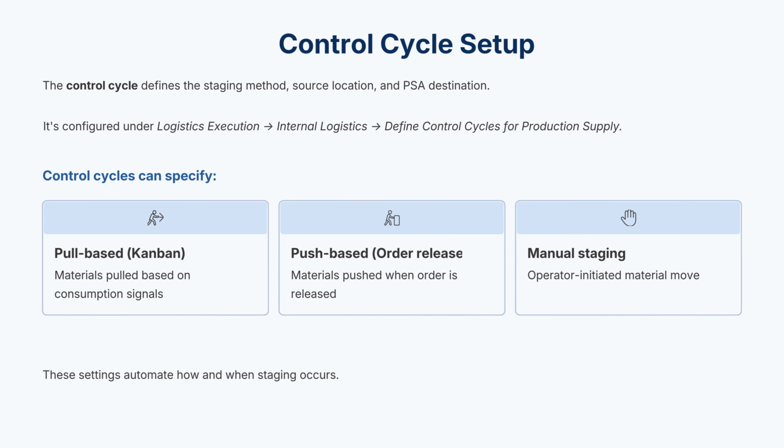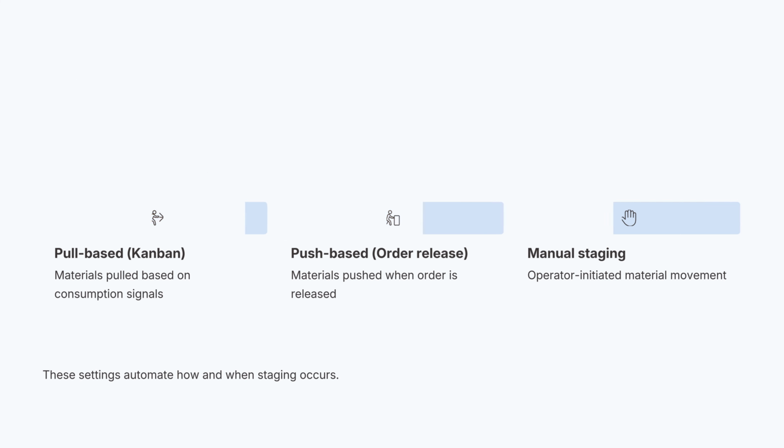Control cycles define how materials are staged, whether manually, automatically, or based on Kanban. They link materials, plants, and PSAs with staging rules. In configuration, control cycles determine when and how SAP triggers staging tasks. For example, push-based staging occurs automatically when a production order is released.